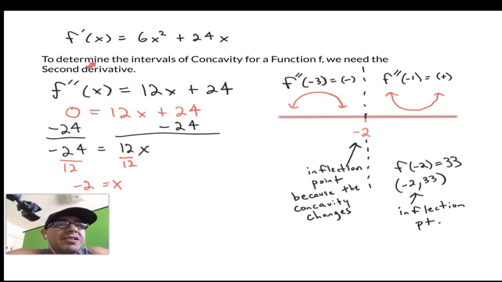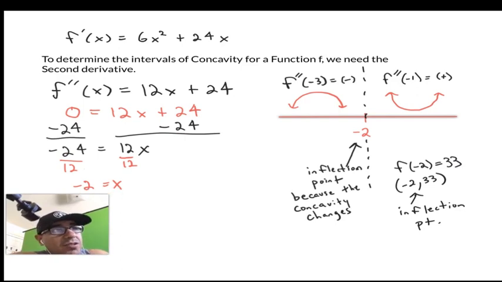So to determine concavity intervals, what we need is the second derivative. So we're going to take the derivative of this function right here, once more. And so I've done that right here. And what we do, just like we've been doing, is we set it equal to 0. And we solve this. So when we go through the math and solve for x, you get x is -2.